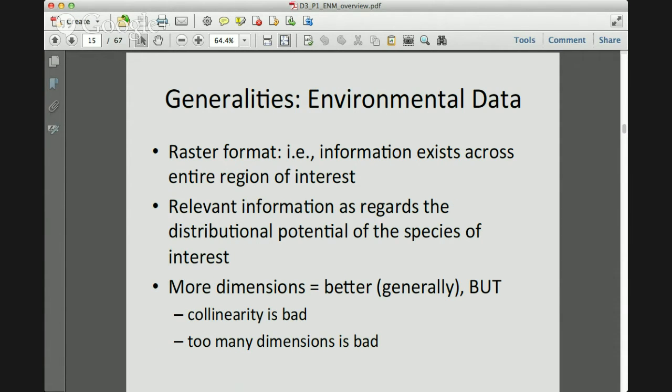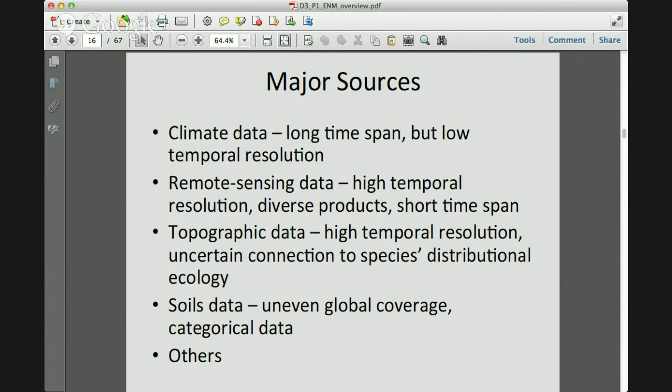For the environmental data, they need to be in raster format, and hopefully they will be relevant to the distributional potential of our species. More dimensions is generally better, but you have to remember that the more dimensions, the easier it is to overfit a model. So we need to be thinking about the highest number of truly relevant and independent dimensions. The major sources are pretty clear: climate data, remotely sensed data when you have recent occurrence data that are finally resolved, topographic data, soils data, and others.